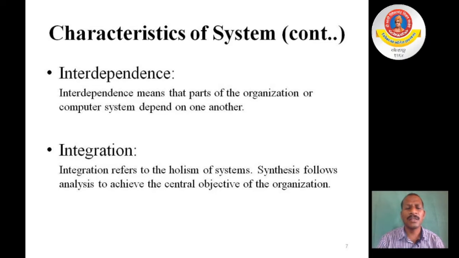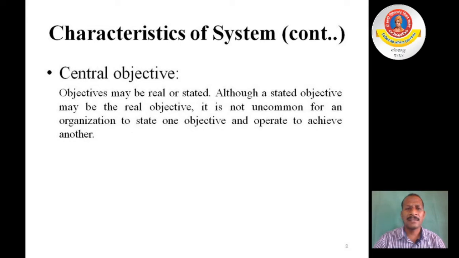Whatever content we have, we can integrate that content with the system. This is the integration process. And the last characteristic is the central objective. The objectives may be real or stated. Whatever the objectives we have, they might be real or stated, although a stated objective may be the real objective. It is not uncommon for an organization to state one objective and operate to achieve another.